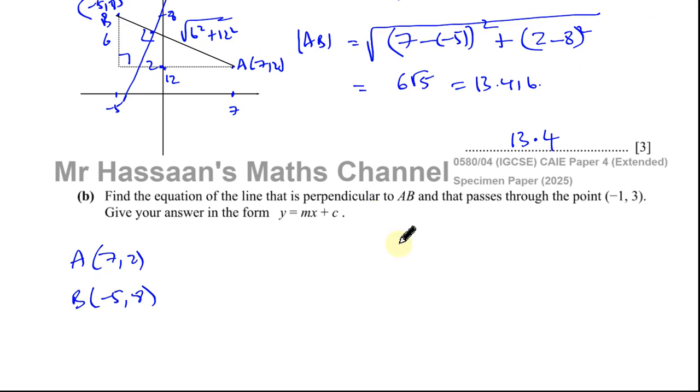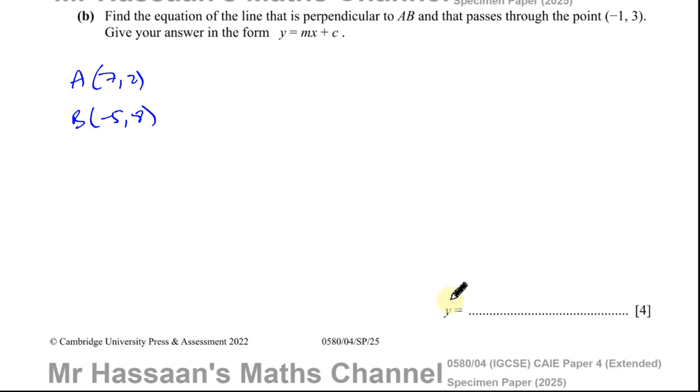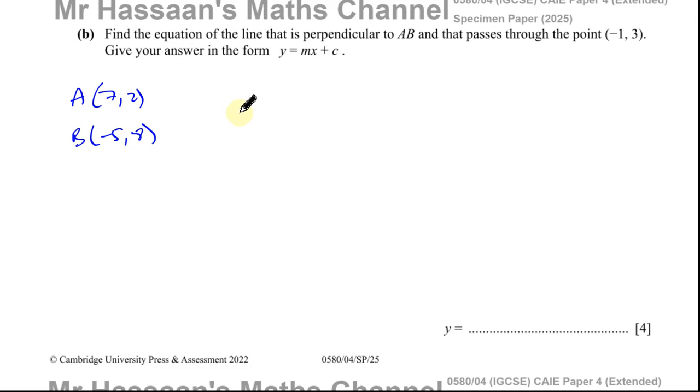So what we can do is find the gradient of AB and then find the perpendicular line to that. The gradient of AB is going to be 8 minus 2 over minus 5 minus 7, the change in y over the change in x. So 8 minus 2 is going to be 6, and minus 5 minus 7 is minus 12. You're left with negative a half. So that's the gradient of the line AB.